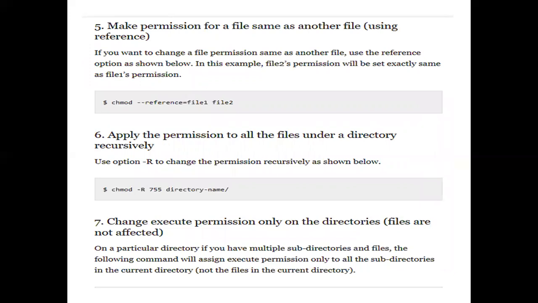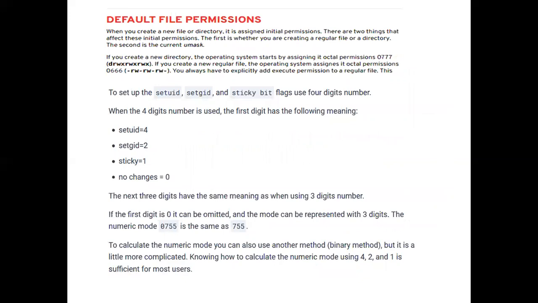References: if you want to change the file permission same as another file, you can give the equal to permission. So it is equivalent to that file's permissions. You can do that. You can recursively add the permission by hyphen R, changing the execute permission on those directories and files. So to set up set UID, set GID, and sticky bit, we have a value as well. For sticky bit, you provide 1 before the permission granted, set GID 2, and set UID 4.